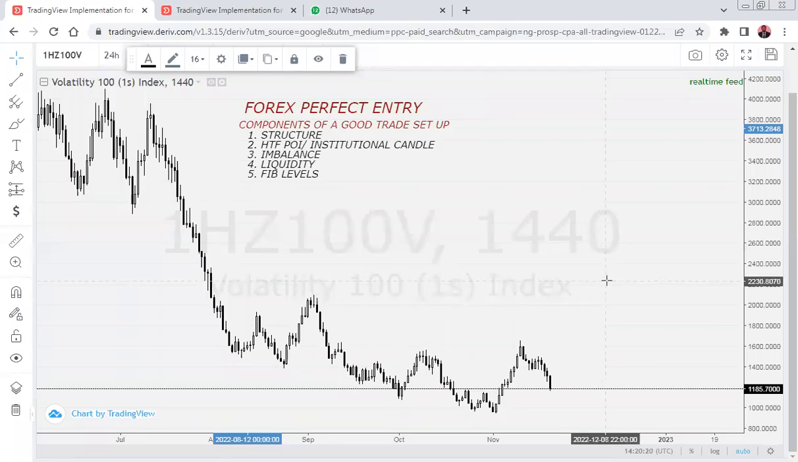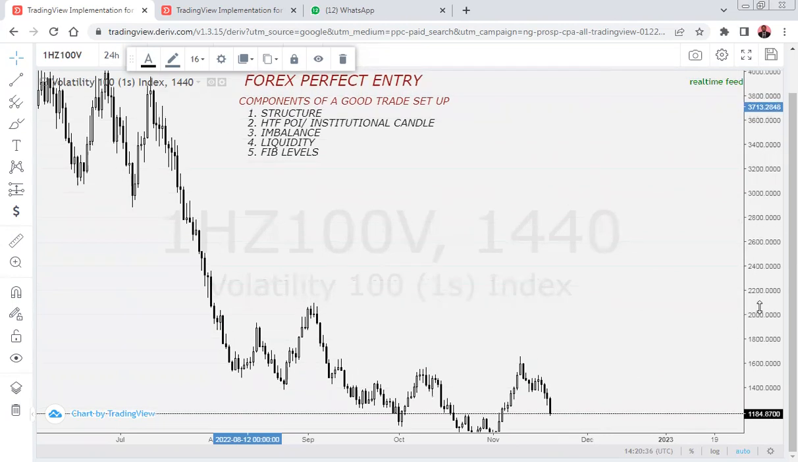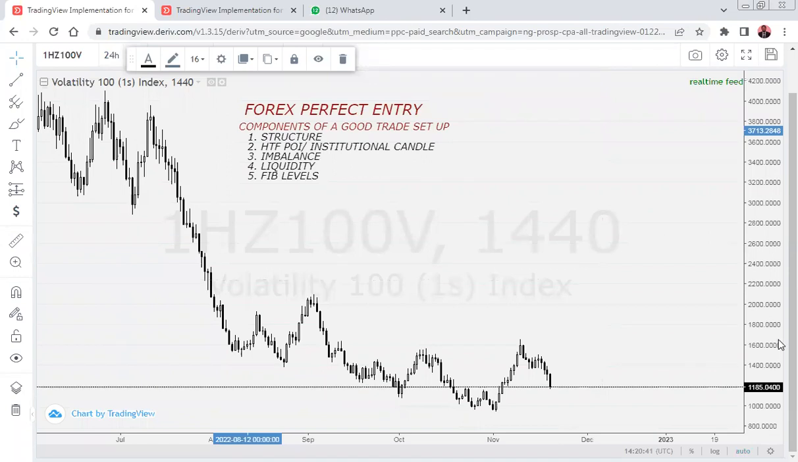Right. Good afternoon. Today is the 20th of November 2022, Sunday, from this end. I just want to share my thoughts on this 601S. As you can see, we'll go straight to the components we use for getting a good trade setup. I hope you can hear me.